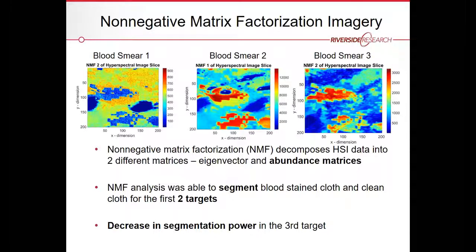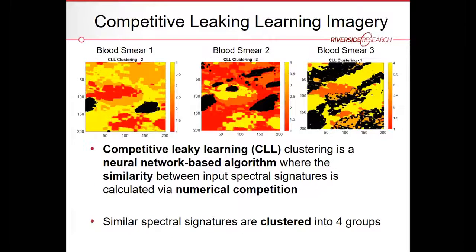Again, decreasing segmentation power in the third target, which has a lot of blood smear, but the first 2 targets have a really pretty crisp image segmentation. In particular, in blood smear target number 2, you see a little blob on top of the red camouflage. That's definitively the blood, with the white dot being the reflection of light from the light source. The next machine learning algorithm that we use is competitive leaky learning.